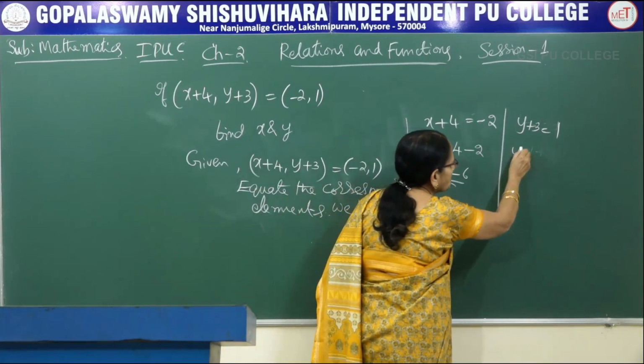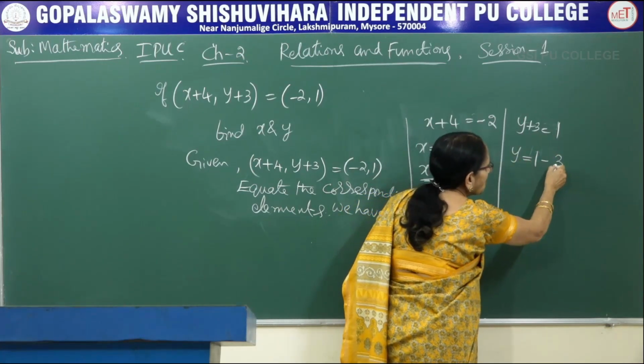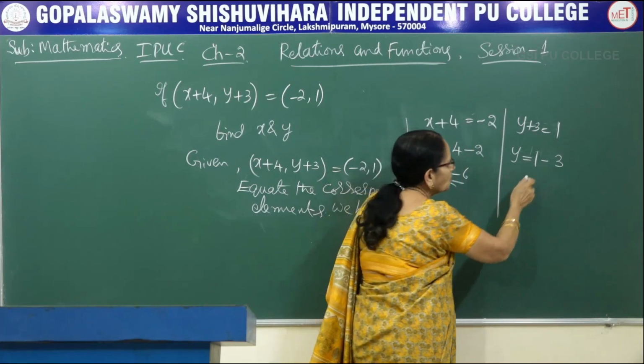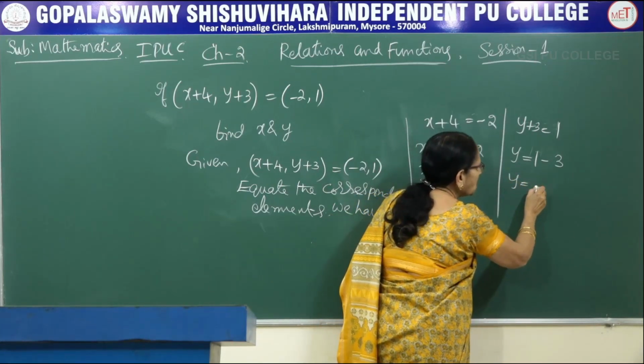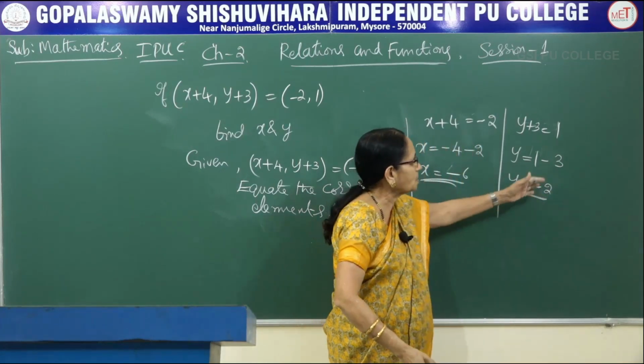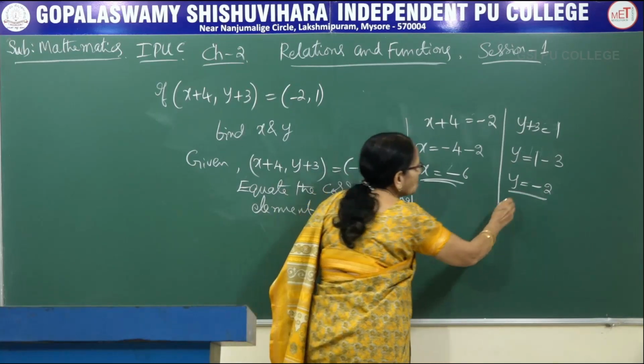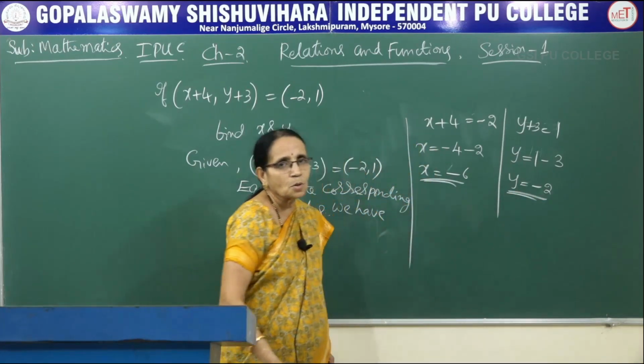Let me come to this one. It is y equal to, when 3 goes to the right hand side, it becomes minus 3. Now, plus 1 minus 3, we have to take the difference and then automatically it will have the sign of the bigger number. So, y is equal to minus 2. So, x is equal to minus 6 and y is equal to minus 2.